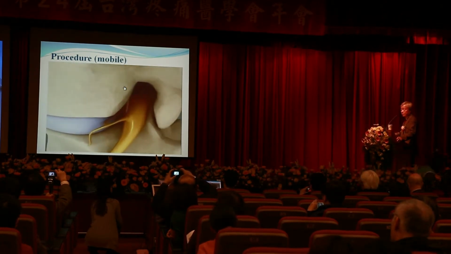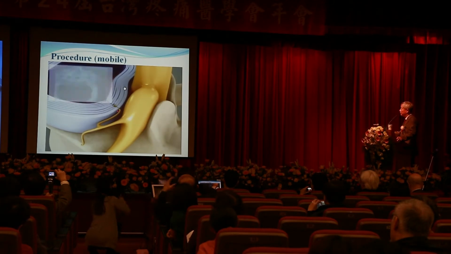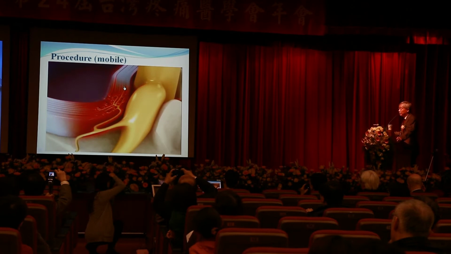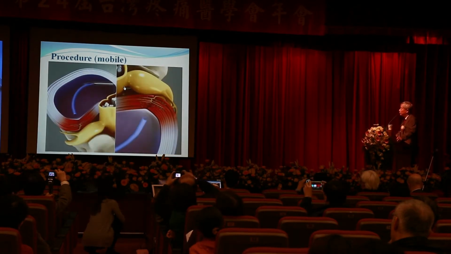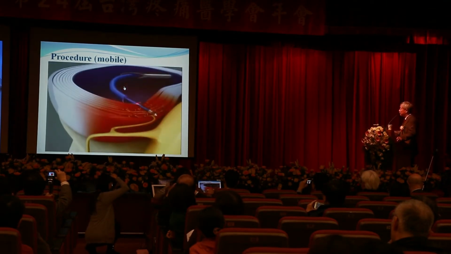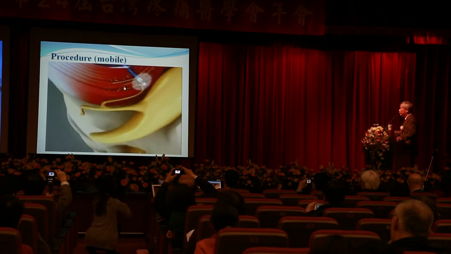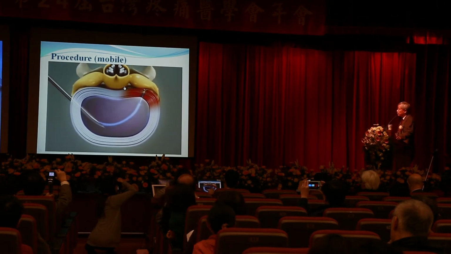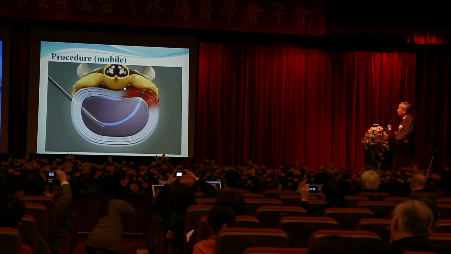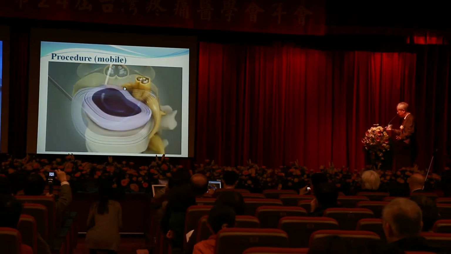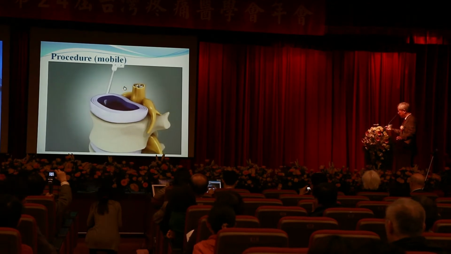So as you can see, if the annulus receives damage, then the ingrowing of the nerve tissue to the inner layer of the annulus occurs. So we advance the plasma wand into the damaged area, and we can coagulate the nociceptors with this instrument. Then we improve the pathology. It's a very safe and effective treatment.